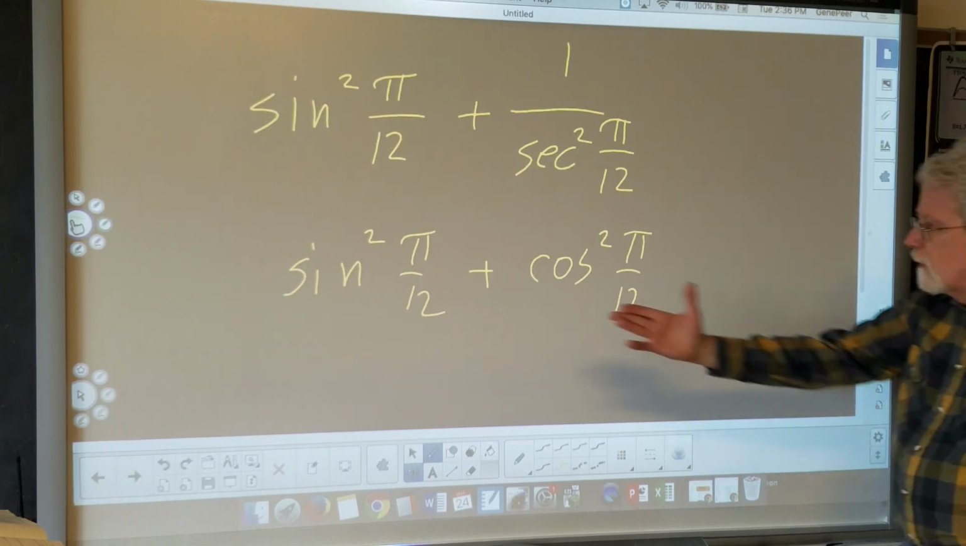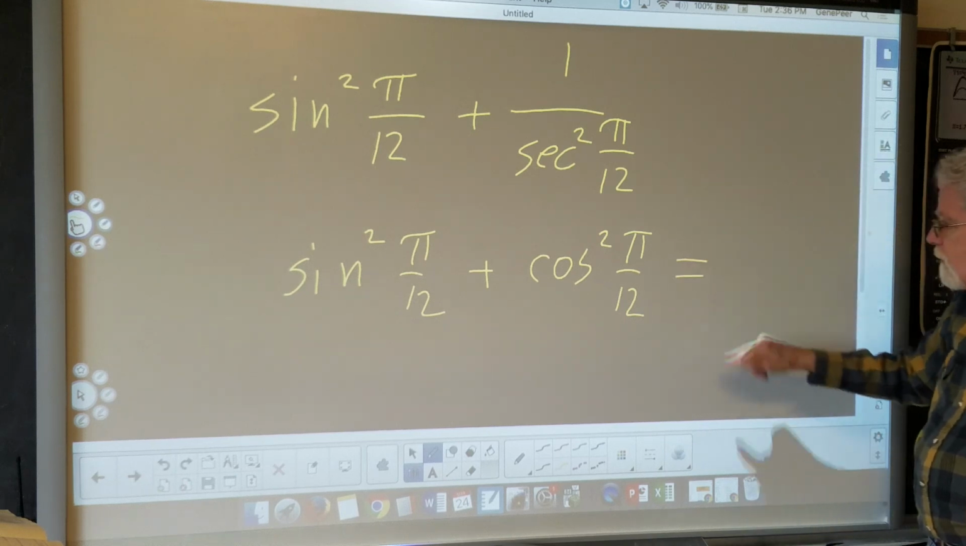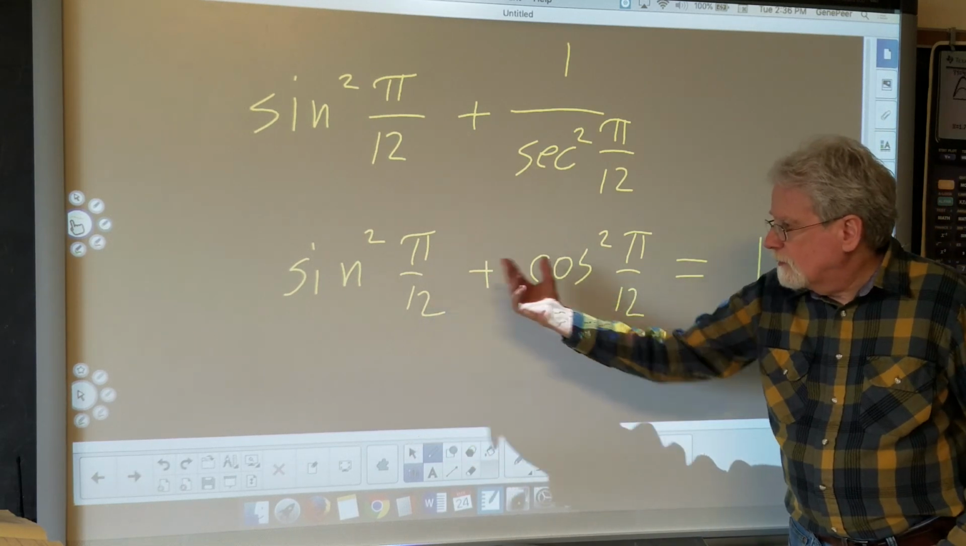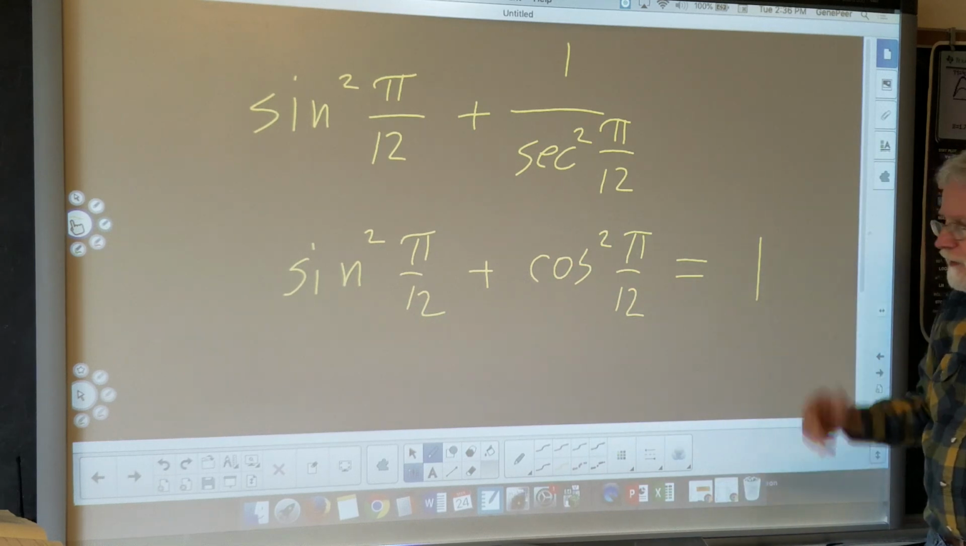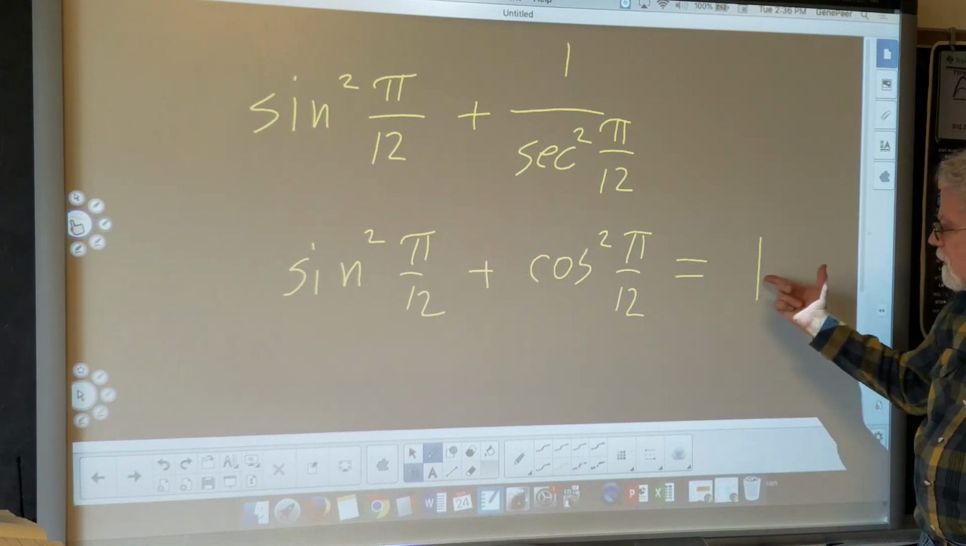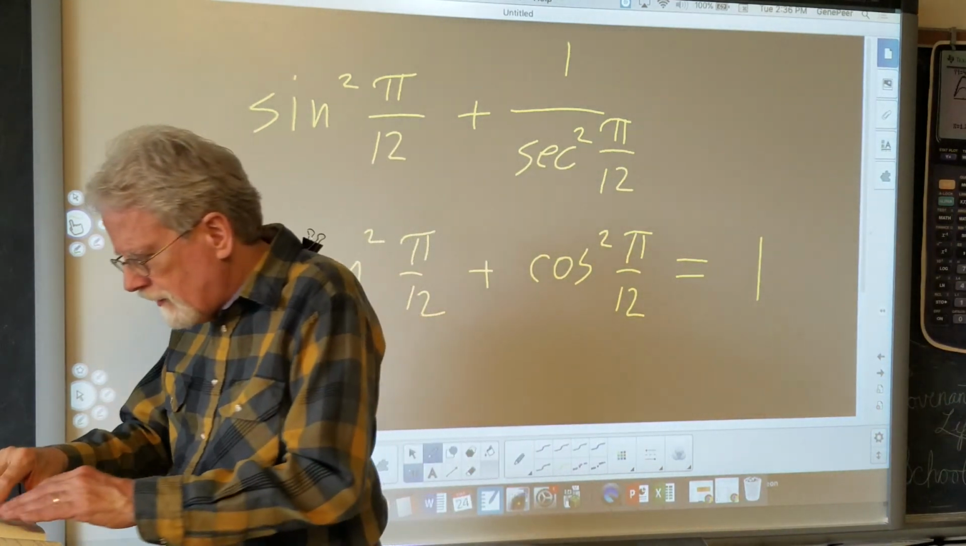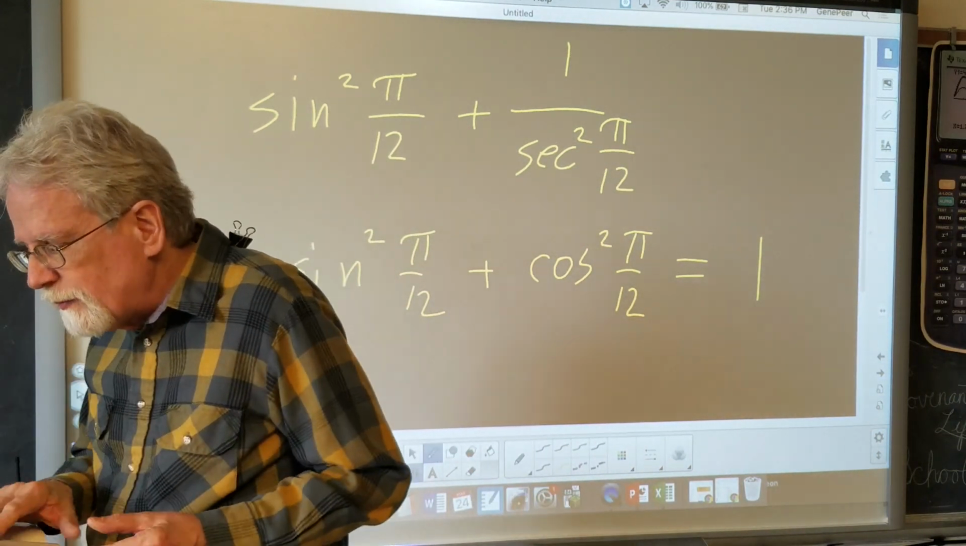But sine squared theta plus cosine squared theta is simply 1. Pythagorean theorem. A squared plus b squared equals c squared. In a unit circle, c is 1, so there we have it. Done. Well, that was kind of neat. Yeah, I think it's neat. It is really cool.